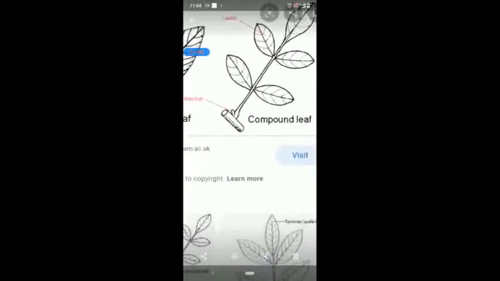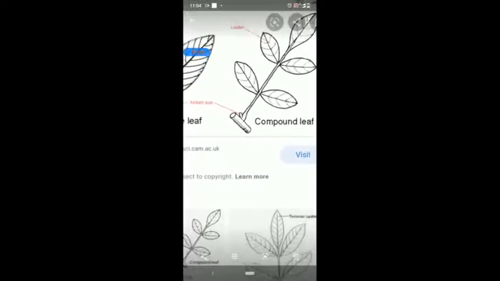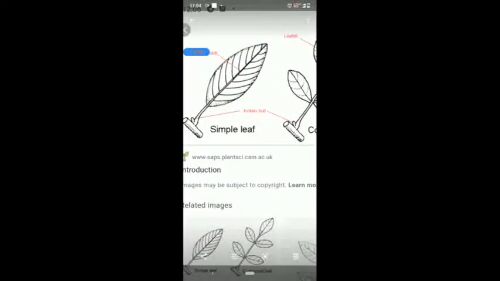Now your homework today is to write the structure of the stem and leaf structures in your notebook, and just list the names. No need for the functions, just list the names in your notebook with the diagram, and write the two types of leaves with their definitions: simple leaves and compound leaves. It's on your textbook page number 12.